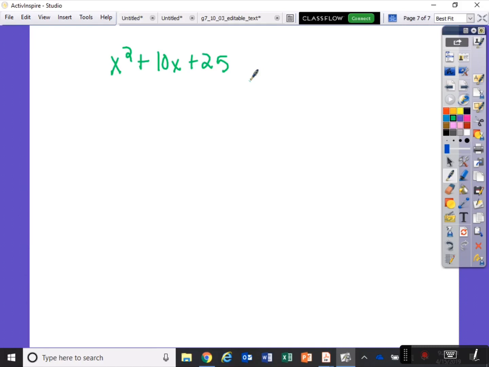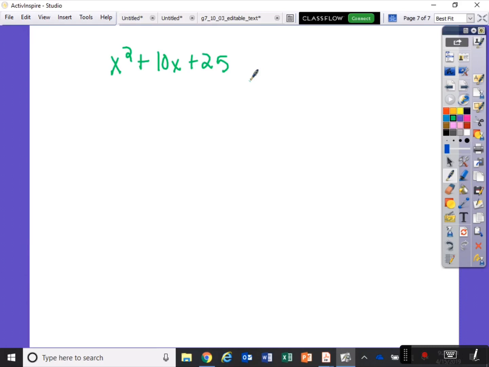Is this a difference of two squares? No. Is there a minus sign in there? No. Is this a binomial? No. No, this is not a difference of two squares. I was trying to trick you. Is this a perfect square trinomial? Maybe, right? Is the first number a perfect square? Yes. Is the last number a perfect square? Yes.